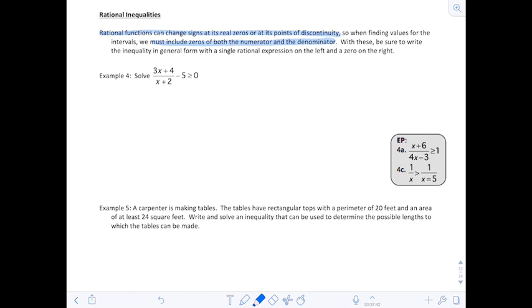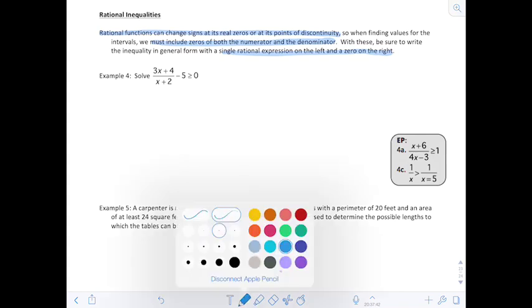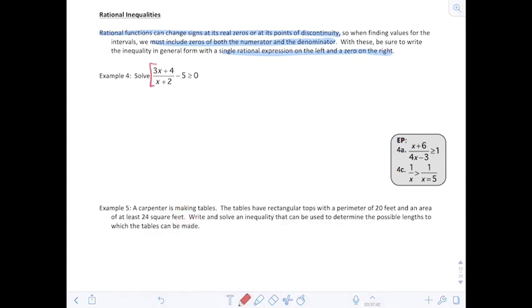With these, be sure to write the inequality in general form with a single rational expression on the left and a 0 on the right. So once again, we're putting it up against 0. Now what we did in 2.5 when we solved rational equalities was we would multiply everything by the least common multiple. So as we would get started on that, if we treated this like an equality, it's already put up against 0 again, and I want it to be positive over here, I would multiply everything by x plus 2.